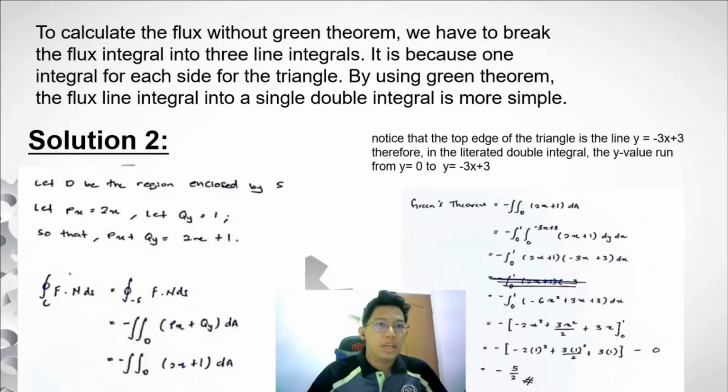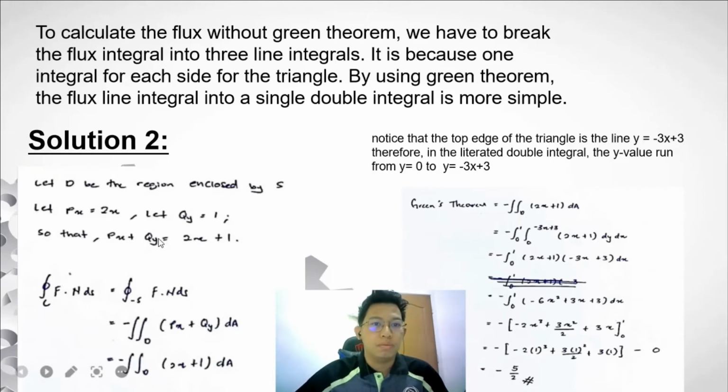Next, to calculate the flux without Green's theorem, we have to break the flux integral into three line integrals, because there is one integral for each side of the triangle. By using Green's theorem, converting the flux line integral into a single double integral is simpler. From this question, this is my solution that we discussed. First, let D be the region enclosed by S. Let P equal x and let Q equal 1, so that P_x plus Q_y equals x plus 1. This is the formula for Green's theorem.